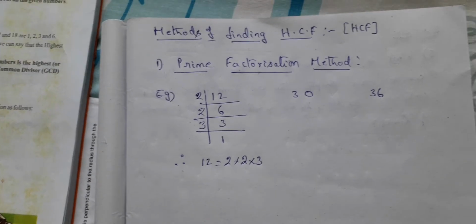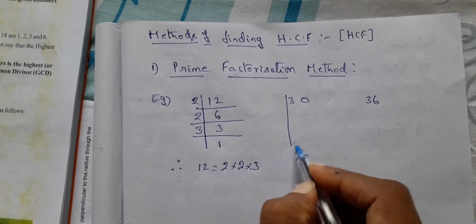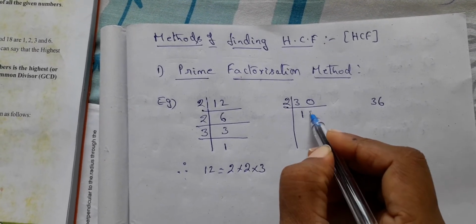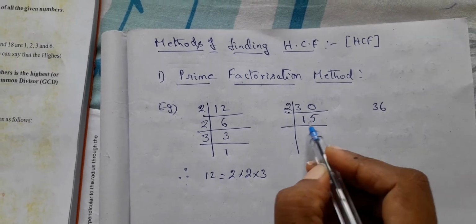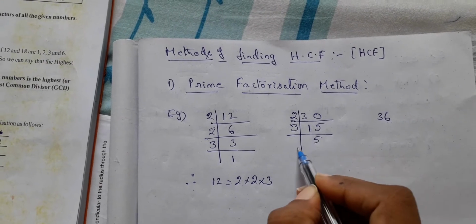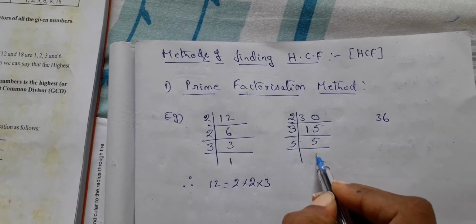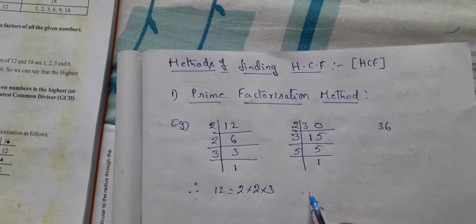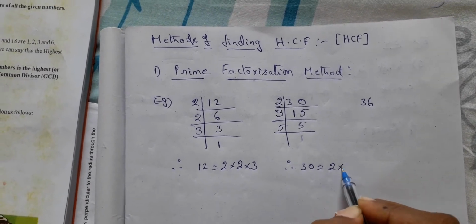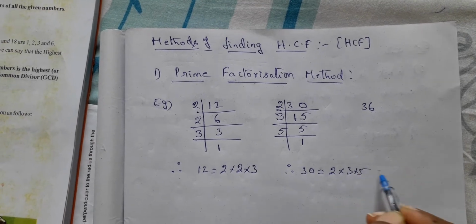Okay. So similarly let us do it for 30. Suppose you take the smallest prime number, 2 fifteens are 30. Then the 2 table won't go. Then 3 fives are 15. Now 5 ones are 5. So therefore how are you going to write 30? 30 is equal to 2 into 3 into 5.